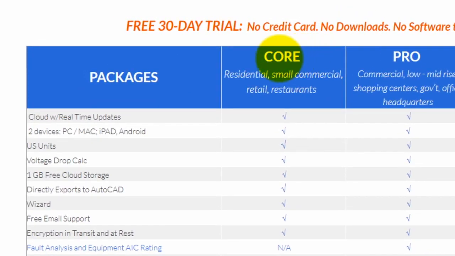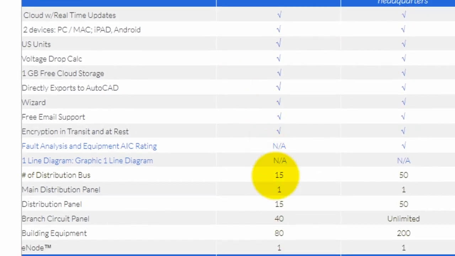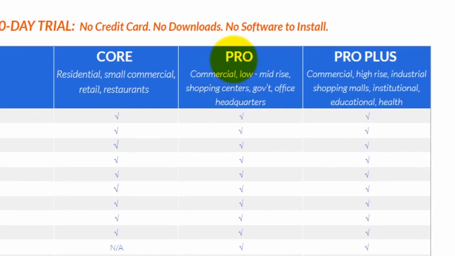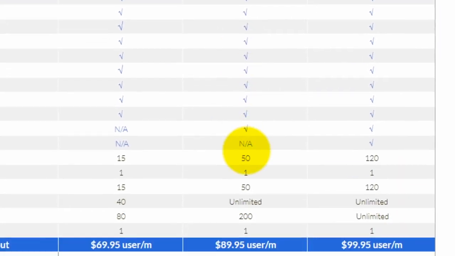The Core package is for residential and small commercial projects like retail, professional offices, and restaurants with 15 distribution buses. The Pro package is for low to mid-rise commercial, shopping centers, government and professional offices, as well as corporate headquarters. This package has 50 distribution buses.